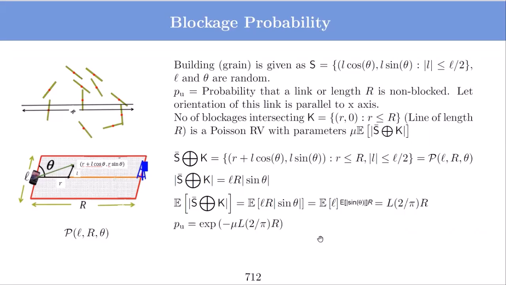From this, we can compute the non-blockage probability, and also the blockage probability. So this is the result: if I assume linear blockages such that the orientations of the blockages are uniform, then a link of length R will be non-blocked with this probability.